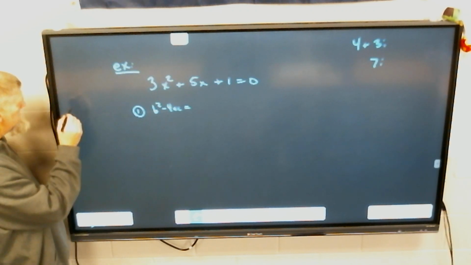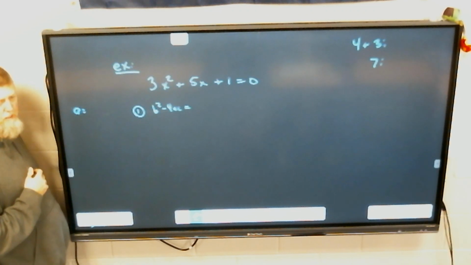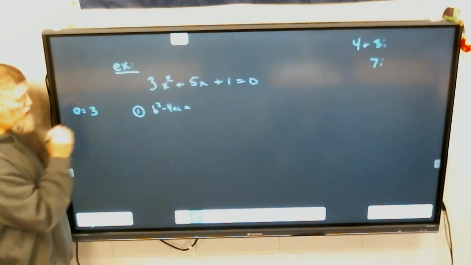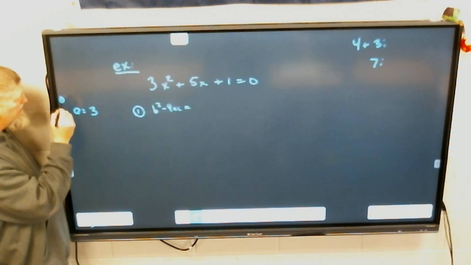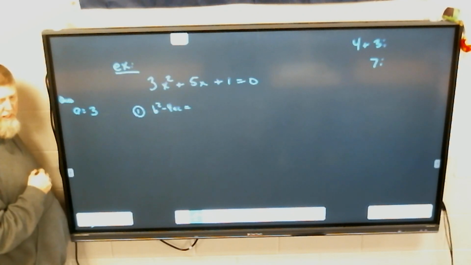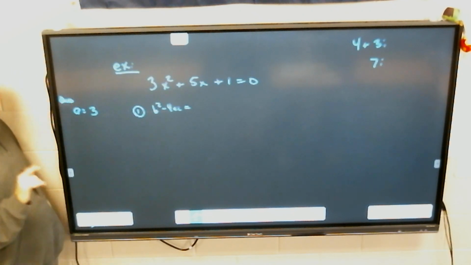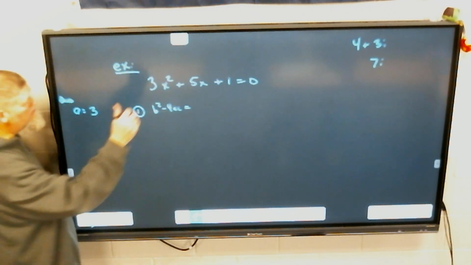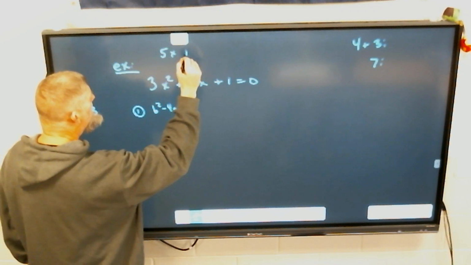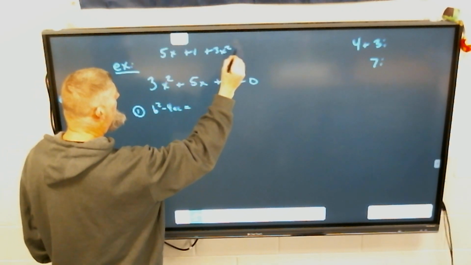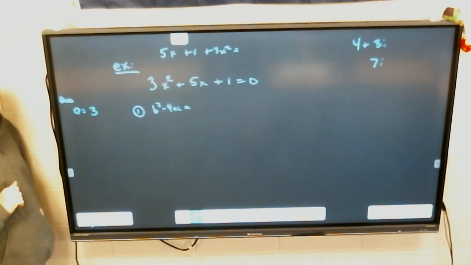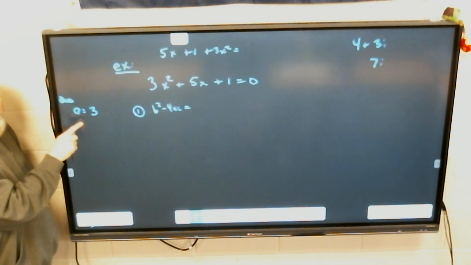What is a? 3x squared. 3 is always the quadratic term. It's the one in front of the x squared. It's not the one that comes first, because I could easily write this as 5x plus 1 plus 3x squared. It doesn't change a, b, and c. A is still the quadratic, the one in front of the x squared.